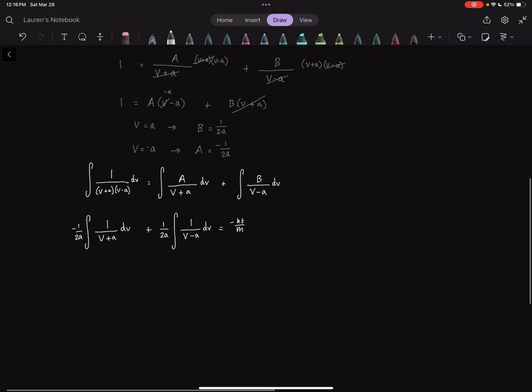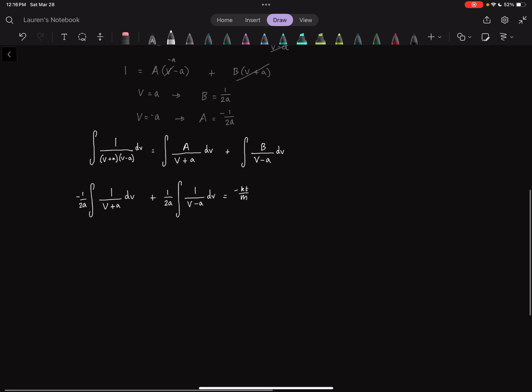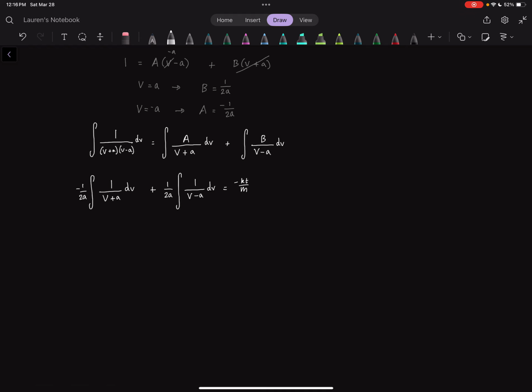All right, so now the integral of these things is just the natural log, because you have 1 over something, right? So we have minus 1 over 2a ln of (v plus a) plus 1 over 2a times natural log of (v minus a). And we have minus kt over m, and let's add our plus C term here since we've evaluated all of our integrals.